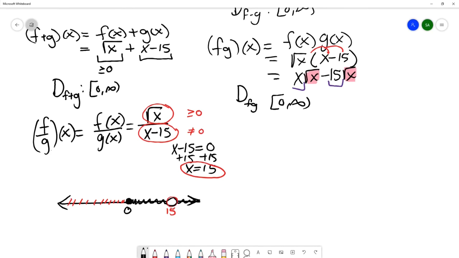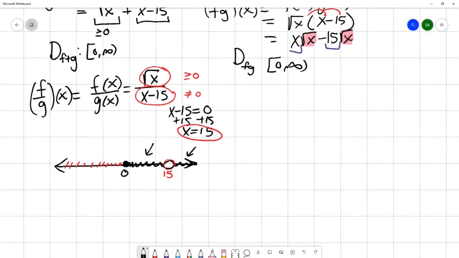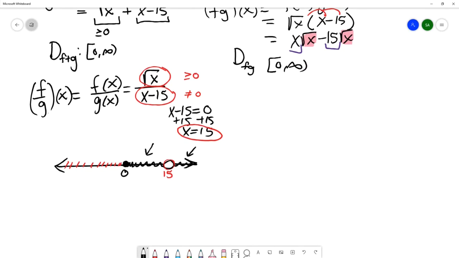And because we had to exclude 15, that gives us two separate shaded regions, and we're going to write down those intervals for our domain. So this interval here begins at 0 and goes to 15, and 0 can be included, so we're going to put a bracket, but 15 cannot. So we'll put a parenthesis. And this interval here begins at 15 and goes to infinity. And so we have the domain of f over g can be from 0 to 15, including 0, and 15 to infinity, not including 15.